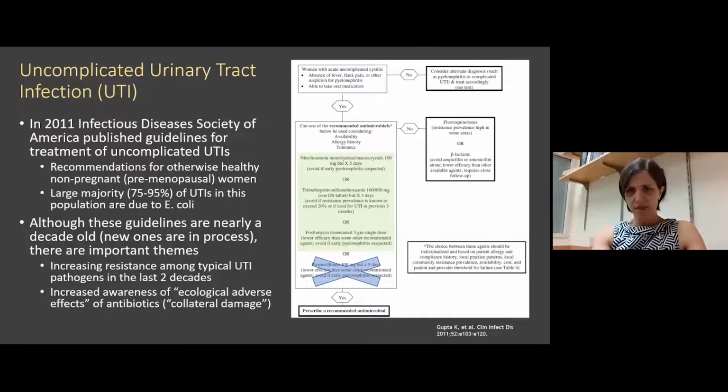The 4th antibiotic they recommend is something called pivmecillinam. That is not available in the US, so that's why I have a blue box over it, because we don't have access to that drug here.